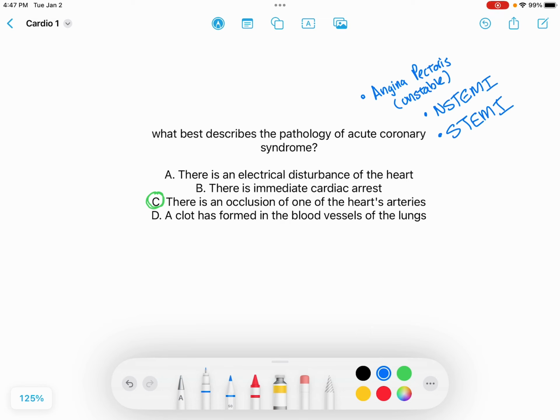So acute coronary syndrome can refer to any of these, but more importantly, what it's describing is there is some occlusion of some variety in the blood vessels of the heart, the coronary arteries, and as a result, it is causing problems. For example, chest pain.